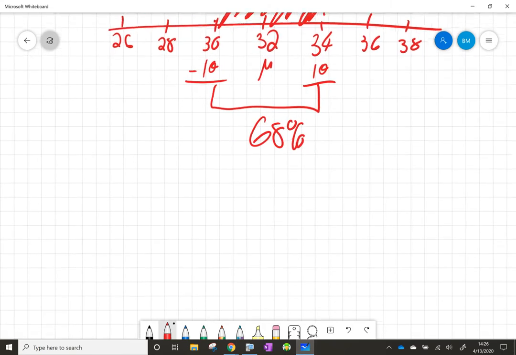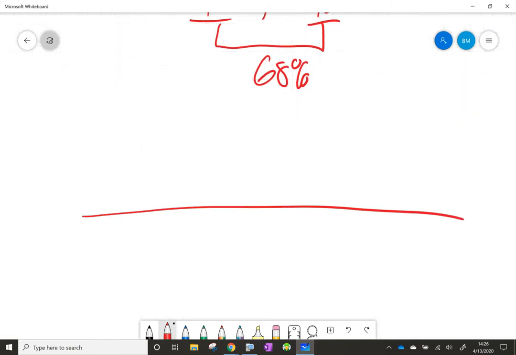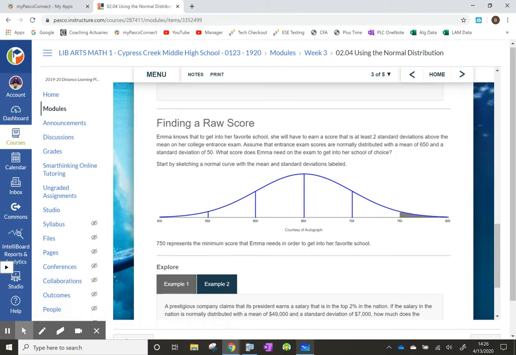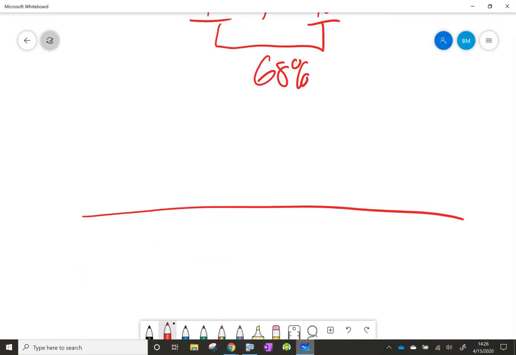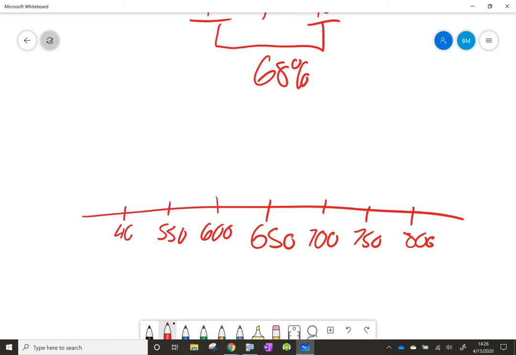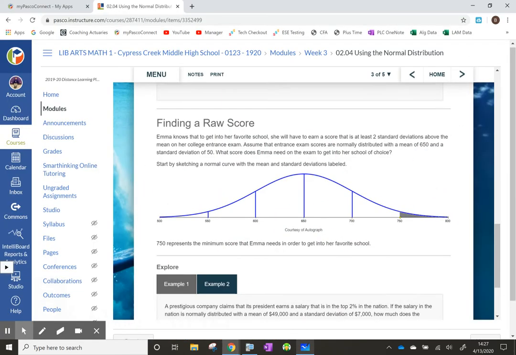So let's make this graph that they've used. Okay, the mean was 650 and the standard deviation of 50. So the mean is 650, and then 1 standard deviation is 50. So this would be 700, 750, and then 800. Down here would be 600, 550, and then 400. So there's your curve. Now, to get into the school that she wants, she has to score at least 2 standard deviations above the mean.